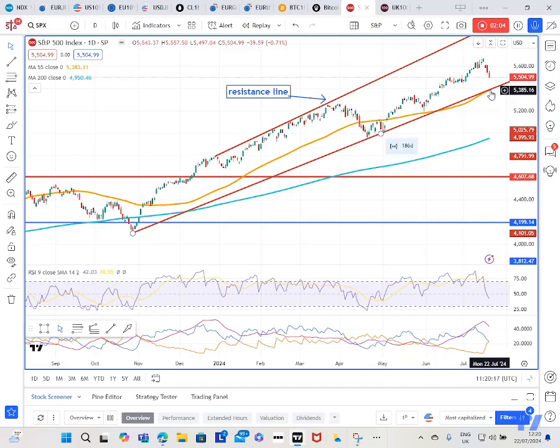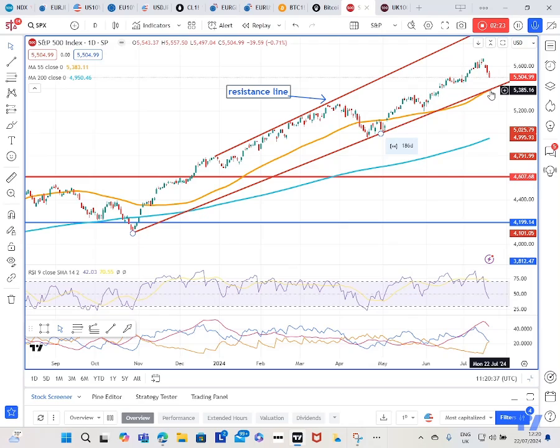Please note that it is in close proximity currently to where the 55-day or orange moving average currently lies. That's at 5383. So that does suggest, bearing in mind that there's a trend line there and a moving average there, that would be key near-term support for you.